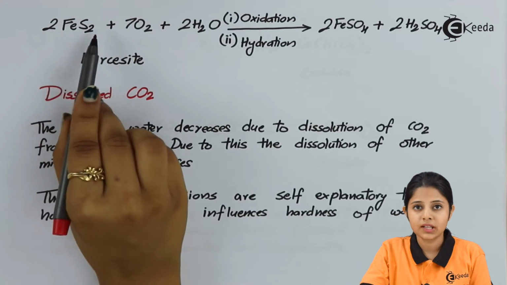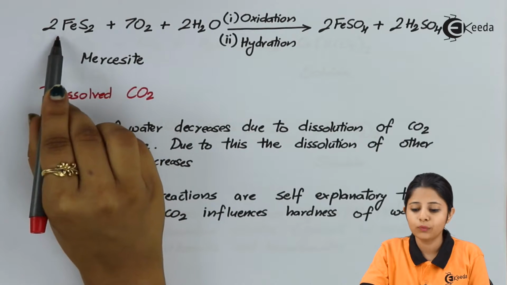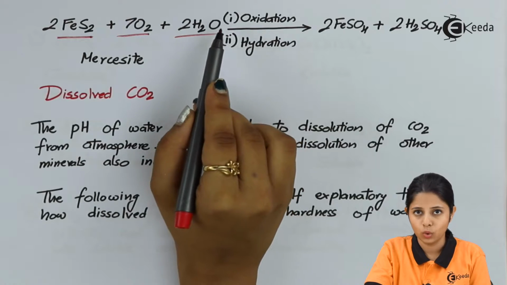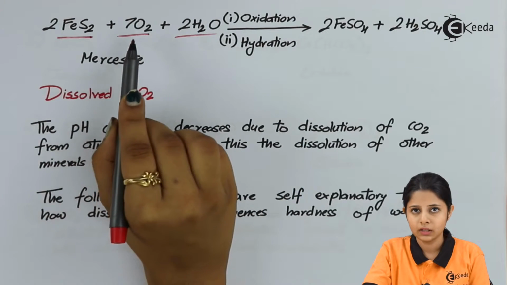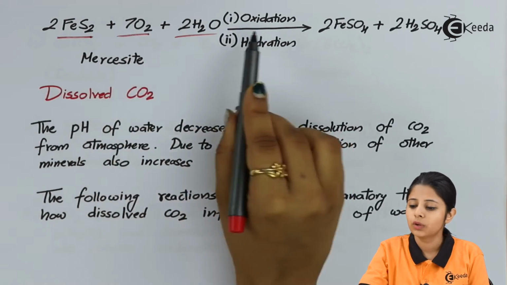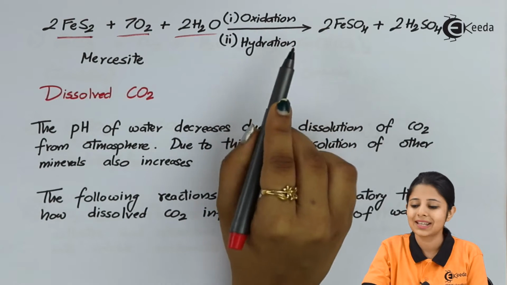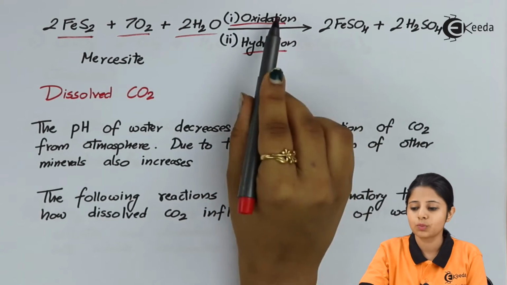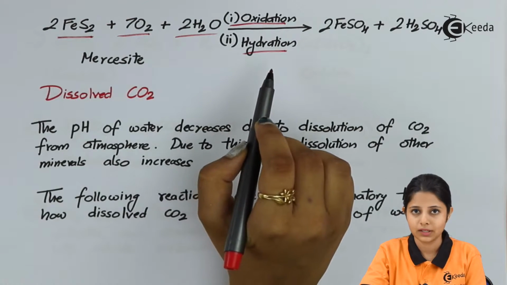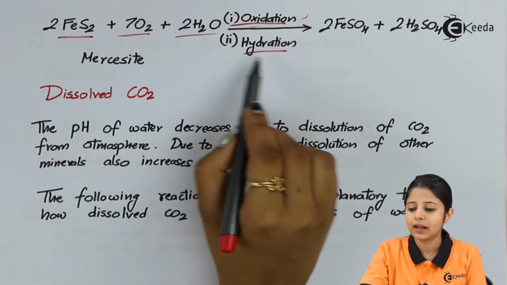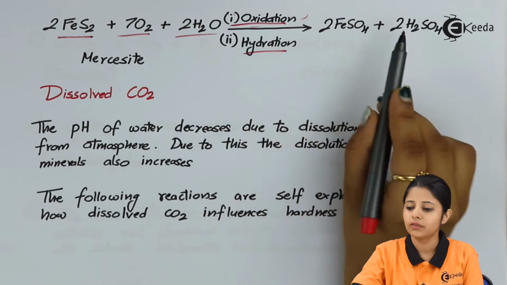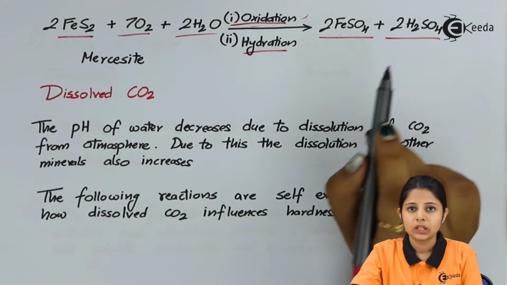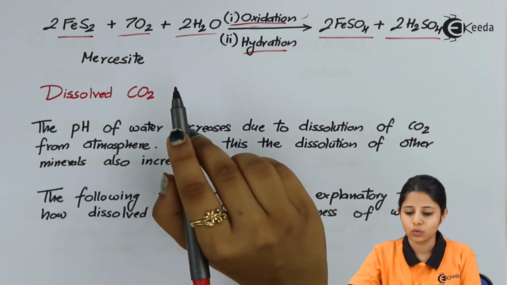So over here we have the sulfide of iron, 2FeS2 plus 7O2 plus 2H2O. Now this is my reactant side, and two processes are happening over here. The first process is the oxidation process and the second process is the hydration process. Both those processes are written simultaneously, and after oxidation and hydration happens, the products that we have are 2FeSO4 plus 2H2SO4. Now let us see the balancing of this reaction over here.